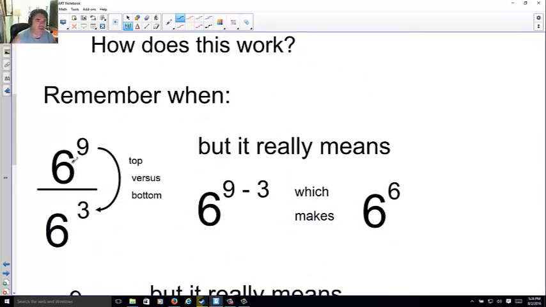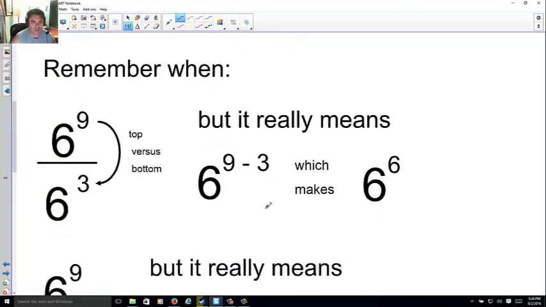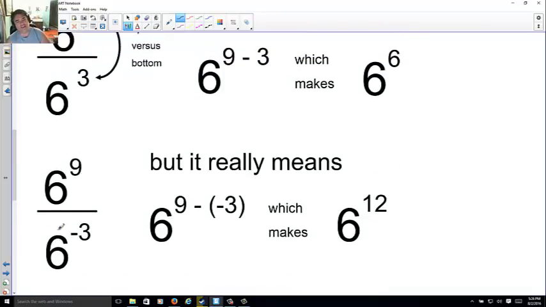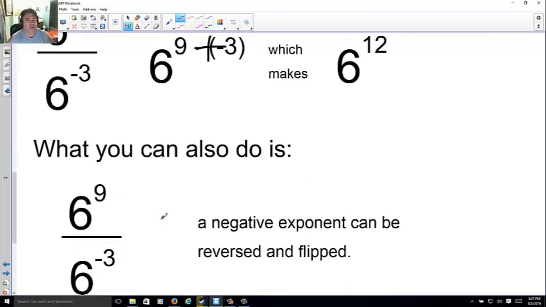Here's how it works. Remember when you have 6 to the 9th over 6 to the 3rd, and I know I'm kind of repeating myself, but I really want to hit this and nail it. 9 minus 3 makes 6 to the 6th, because you had 9 minus 3. But what it really means is 9 minus negative 3, so you have 6 to the 12th. And what's the difference? Because now you have negative 3 and not positive 3, so it's 9 minus negative 3. Two negatives touching make a positive, and so you have that.